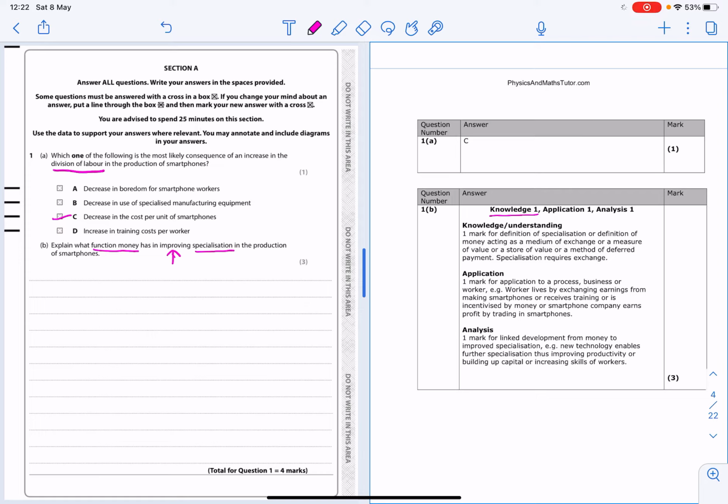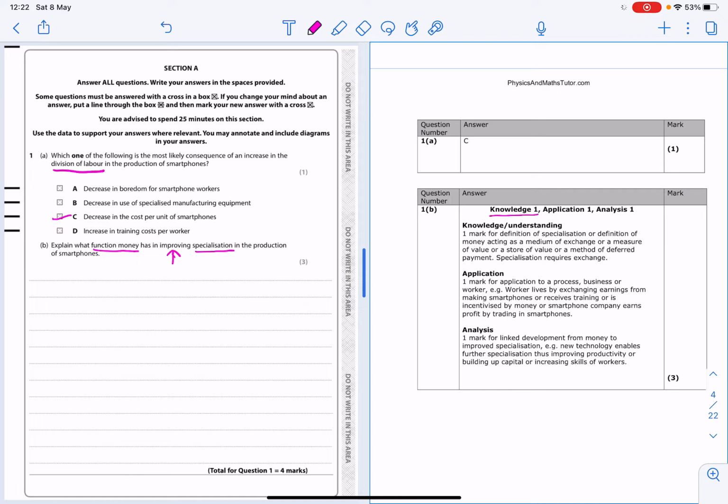So knowledge and understanding says 1 mark for definition of specialisation, or definition of money acting as a medium of exchange, or a measure of value, or a store of value, or method of deferred payment. So if you look at the chapter on money, you've got functions of money, you've got characteristics of money. Those things that they've mentioned there in the mark scheme are functions of money.